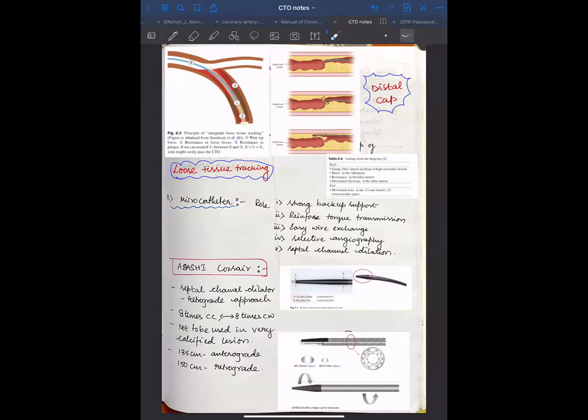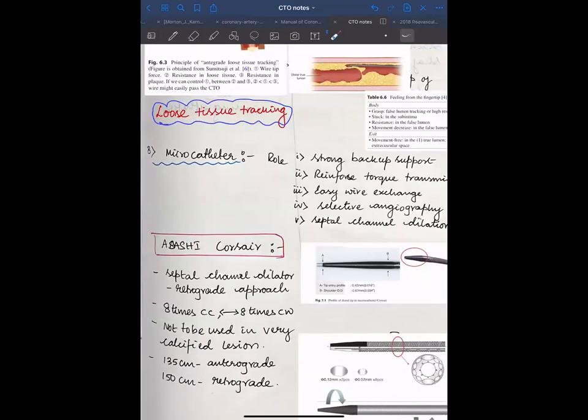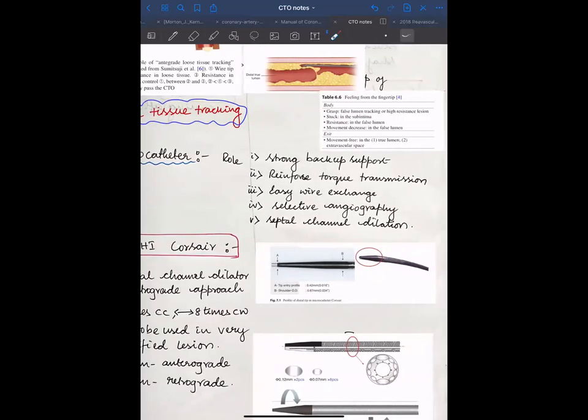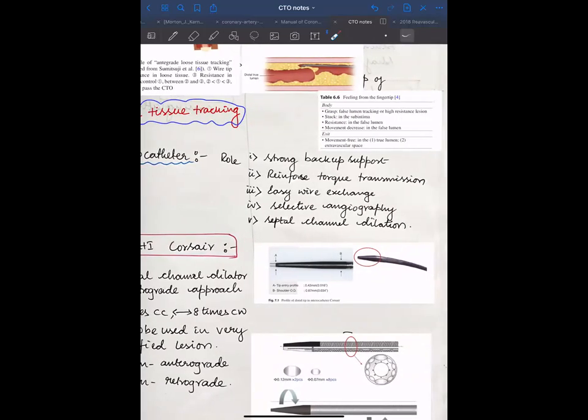So the first and most widely used is Corsair. Corsair was initially developed only for the retrograde approach, but now it is available for antegrade approach also. This is a picture of a Corsair catheter. Essentially we are talking about what we use after we have wired the lesion. The importance of these microcatheters is mainly for all these purposes. And also after the wire, sometimes these will help enable an easy balloon passage, because sometimes the wire goes, but the balloon doesn't go. So for those kinds of situations also.